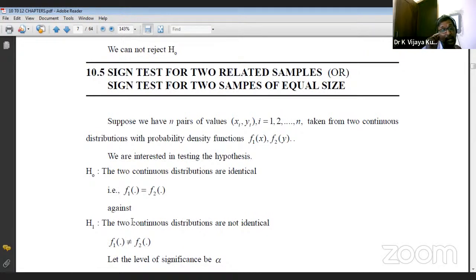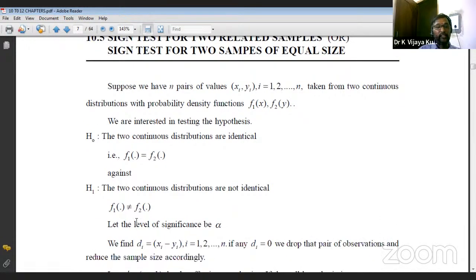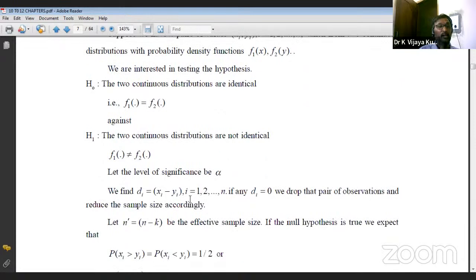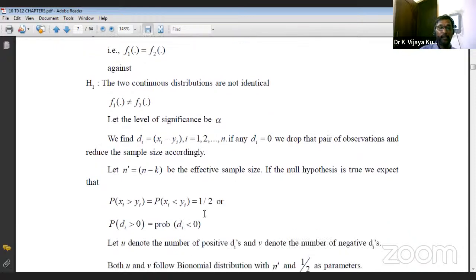This is the sign test, which means we have to do it this way. What is the related test? We have to use the null hypothesis f1 equals f2 against the alternative that the 2 continuous distributions are not identical, that is f1 not equal to f2. Already learned in the design of experiments in the earlier semester. Find the level of significance. Di is equal to xi minus yi, i equal to 1 to n. If any Di is equal to 0, drop the pair of observations and reduce the sample size accordingly. n dash, that is n minus k, is the effective sample size.